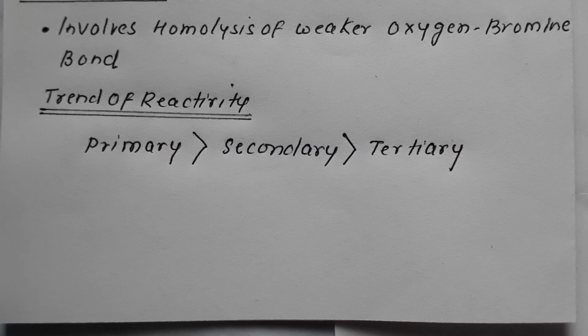So what is Hunsdiecker-Borodin reaction? It is the conversion of silver salt of carboxylate ion, with reaction with bromine in carbon tetrachloride, into bromoalkane. It's a very, very important reaction. I told you it involves 2 important features. One is it involves decarboxylation. Number 2, it involves halogenation.